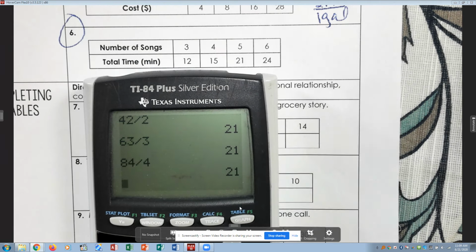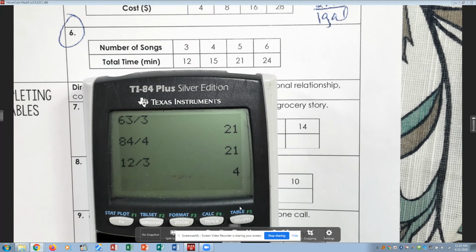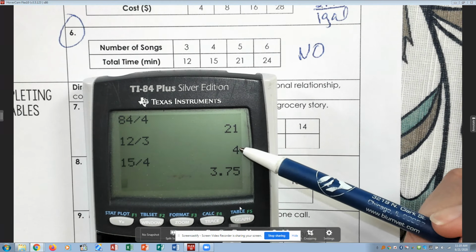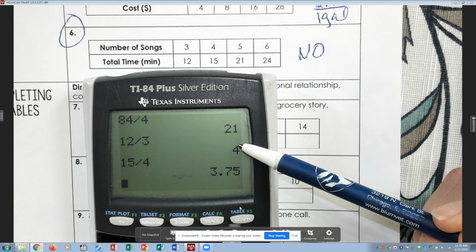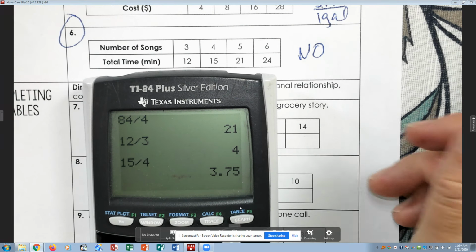Number 6. Now we're looking at number of songs and total time. 12 minutes for 3 songs means that each song is played for 4 minutes. 15 minutes for 4 songs means each song is played 3.75 minutes. So right off the bat, you say no, this is not proportional, because the unit rates are not equal, so it doesn't work.